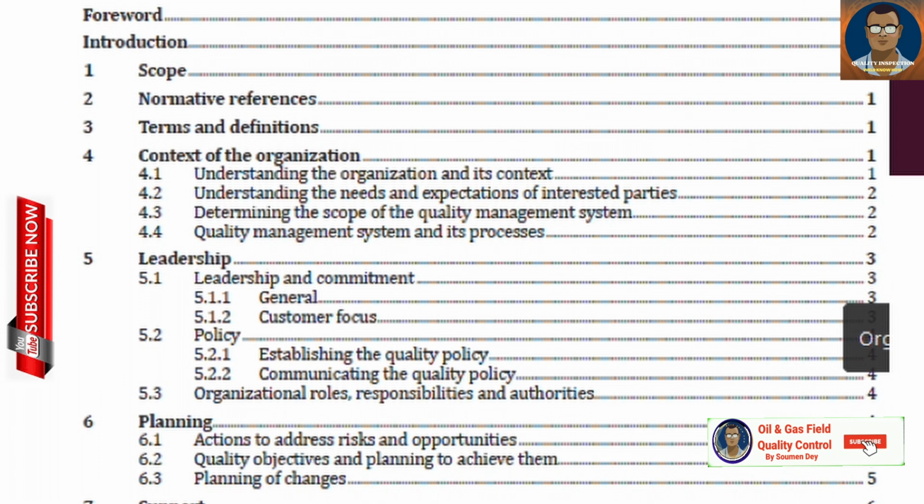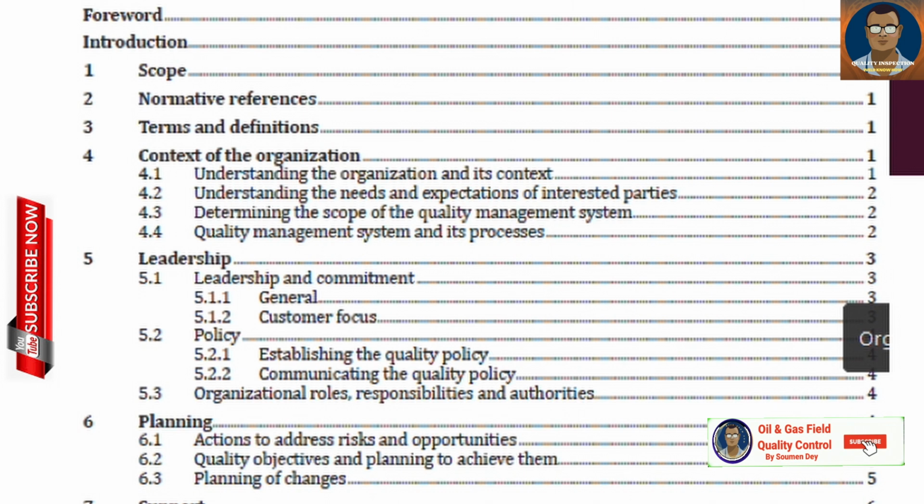And then the fourth is the context of the organization, where you can understand the organization, its purpose, its scope, and the needs and expectations of the interested parties. It can be the customer, the suppliers, or anyone concerned with logistics or anything. It also covers determining the scope of the quality management system and its processes. So we start the introduction of the quality management system from clause 4.